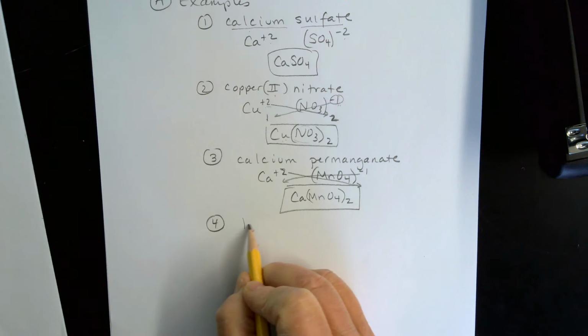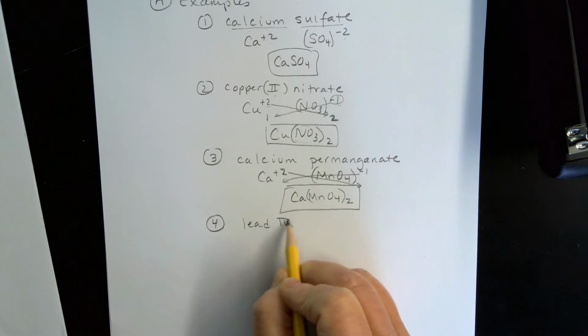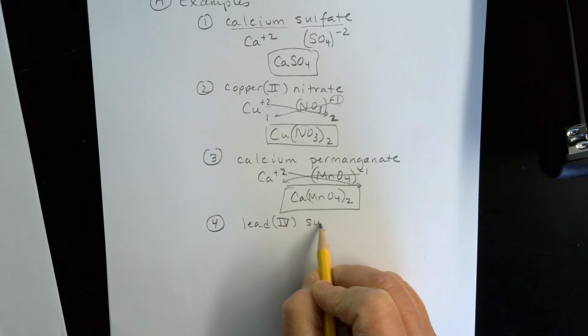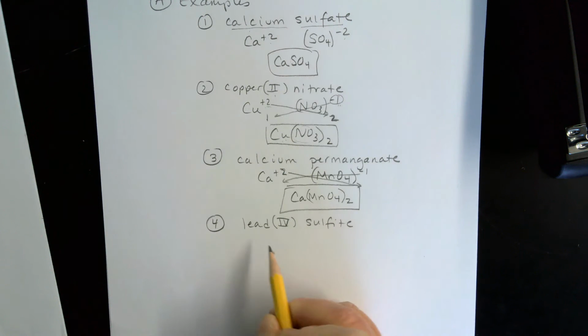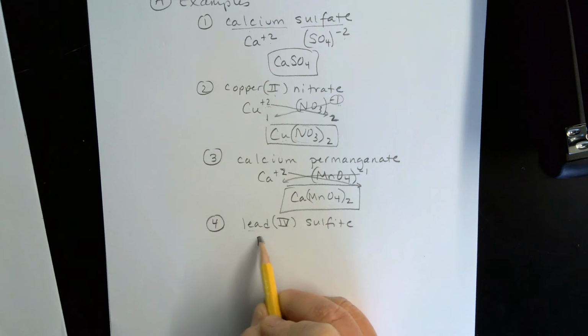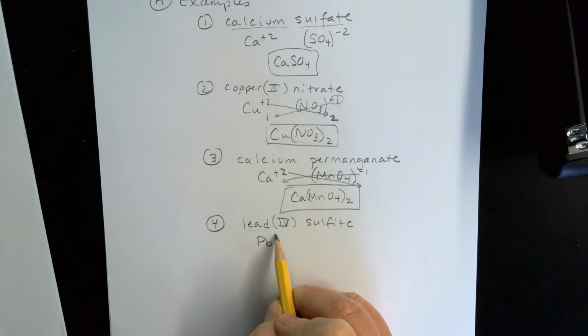One more example here. We've got lead, Roman numeral 4, sulfite. The symbol for lead is Pb, and the charge is +4. That's the Roman numeral 4 telling us it's a +4.